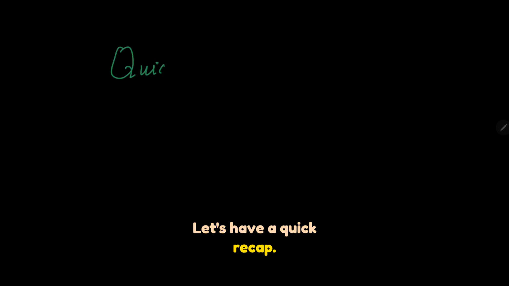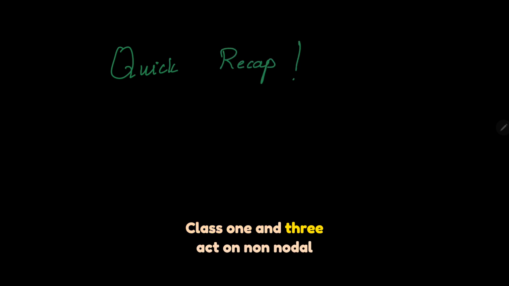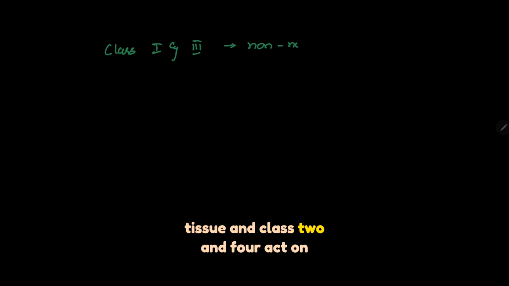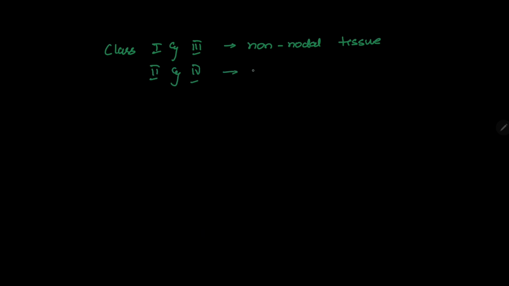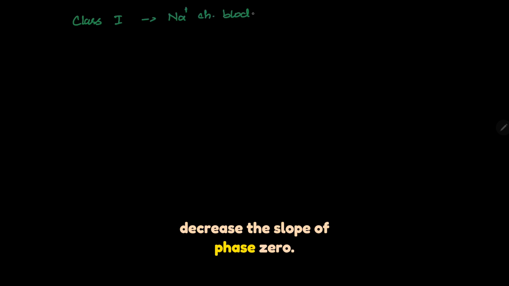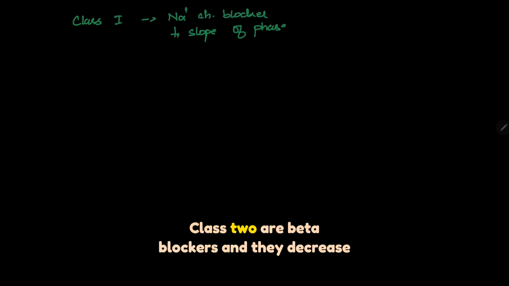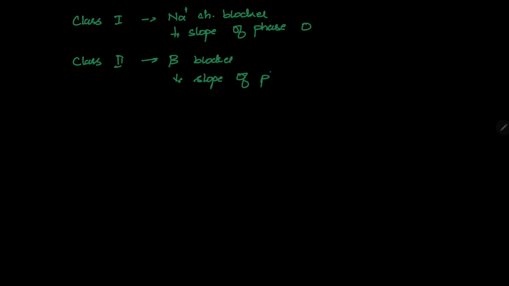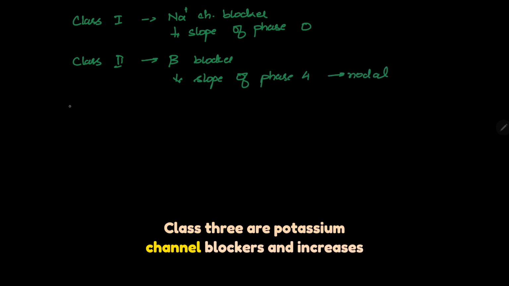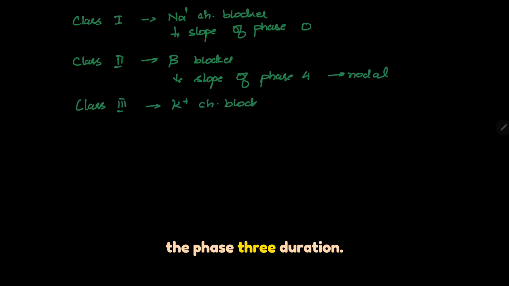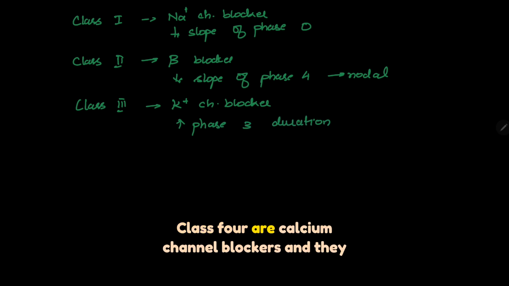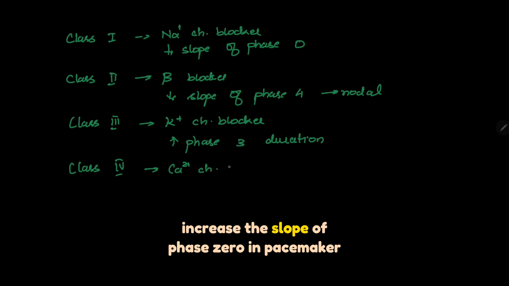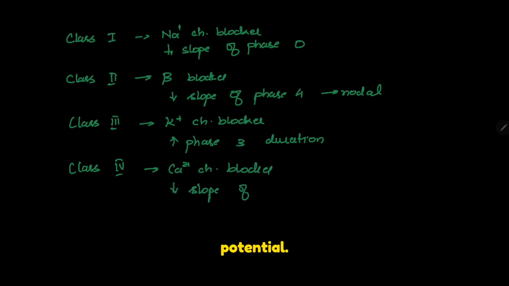Let's have a quick recap. Class 1 and 3 act on non-nodal tissue and Class 2 and 4 act on nodal tissue. Class 1 are sodium channel blockers and they decrease the slope of phase 0. Class 2 are beta blockers and they decrease the slope of phase 4 in pacemaker potential. Class 3 are potassium channel blockers and increase the phase 3 duration. Class 4 are calcium channel blockers and they decrease the slope of phase 0 in pacemaker potential.